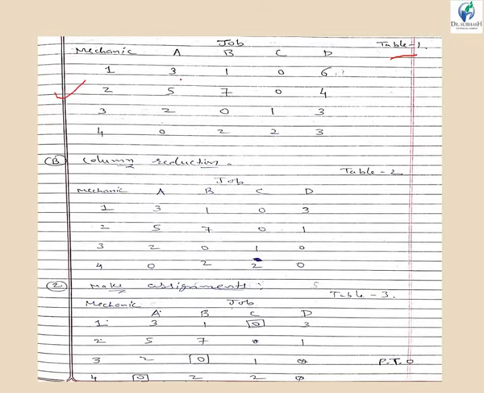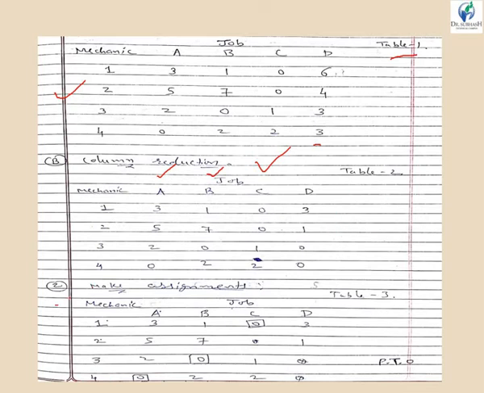So for the first column, the smallest element is 0, so that column will remain as it is. For the B column, there is also a 0 value, so that column will remain as it is. For column 3 also it will remain as it is, because 0 is the smallest element. For column 4, the smallest element is 3, subtracting it, it will become 3, 1, 0, 0. So this is the column reduction table.